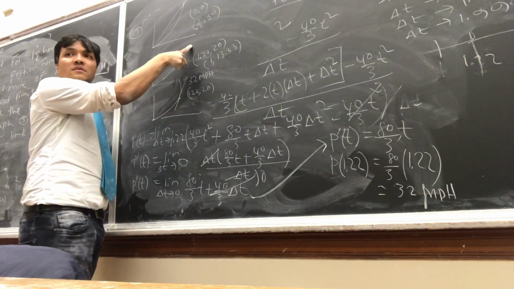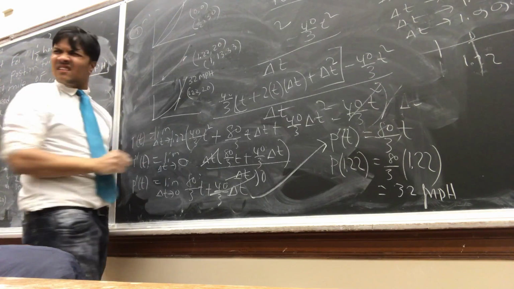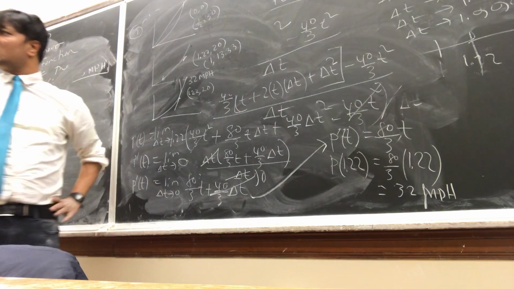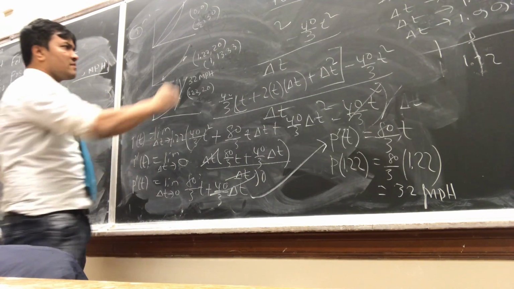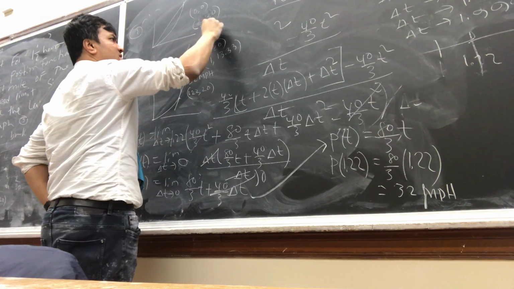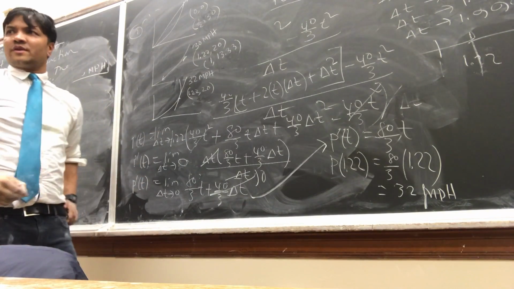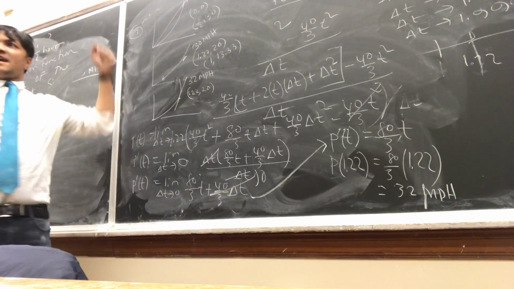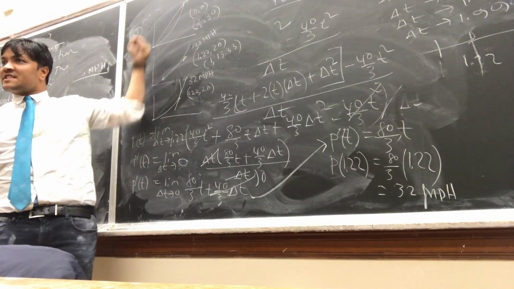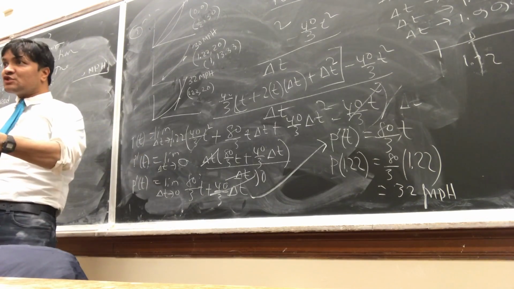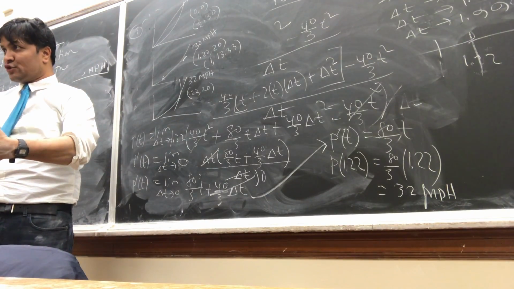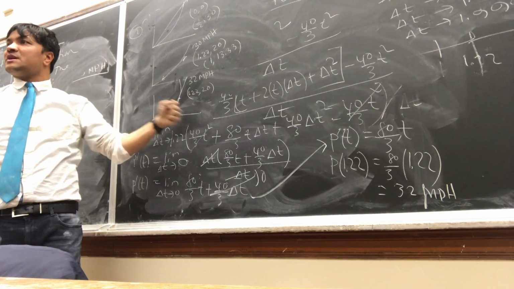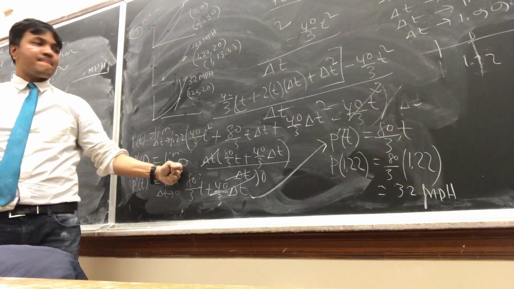What is the slope of this one? No, 30. What is the slope of this one? 20. If h approaches 0, meaning you are going closer to the point of interest, 1.22, then as h approaches 0, the secant line converges to the tangent line.